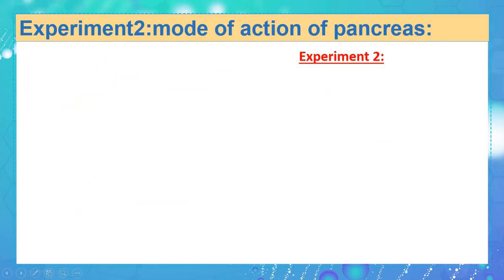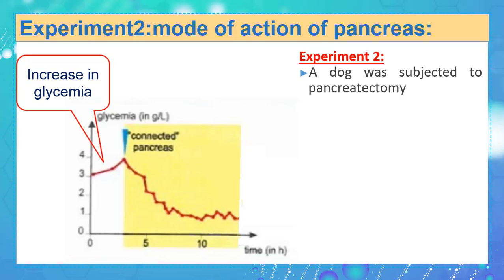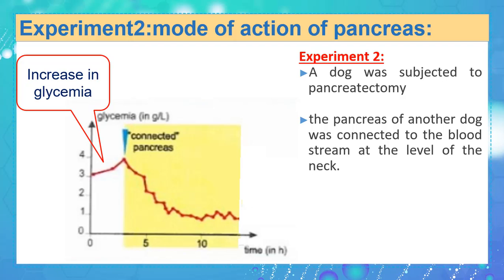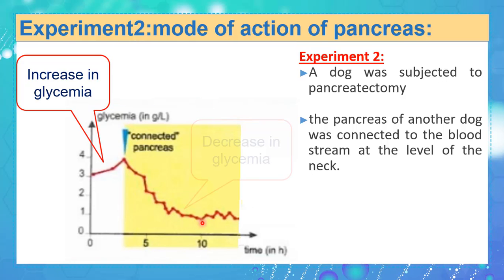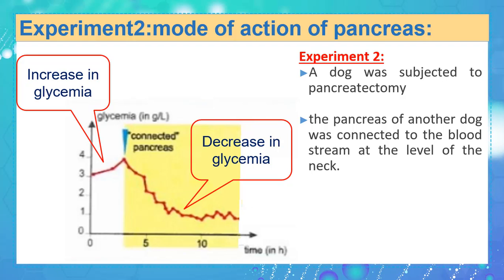Now, in experiment 2, as in experiment 1, a dog was subjected to pancreatectomy. And of course, as a result, there will be an increase in glycemia. However, now in this experiment, the pancreas of another dog was connected to the bloodstream at the level of the neck, so that this dog without a pancreas will have a new pancreas, connected directly through the bloodstream to the neck. And as a result, glycemia directly decreased. We must also note that during the whole experiment, the dog showed digestive problems.